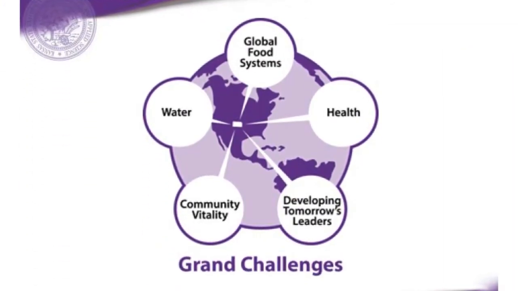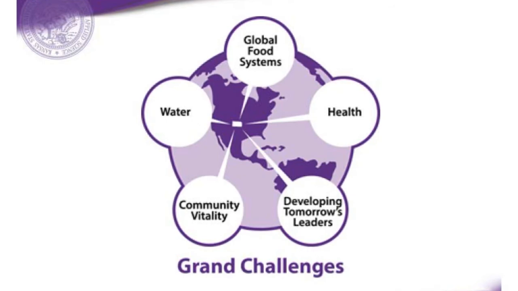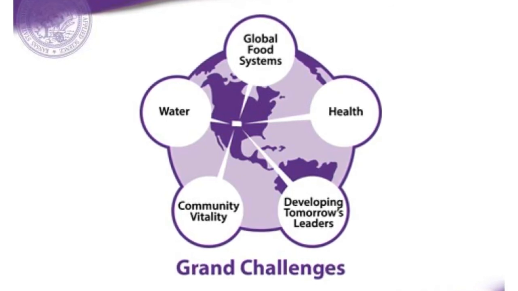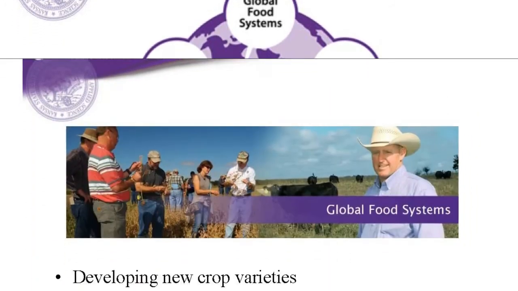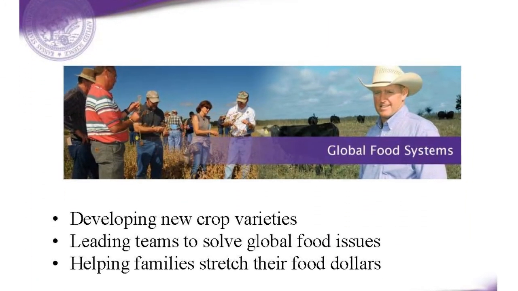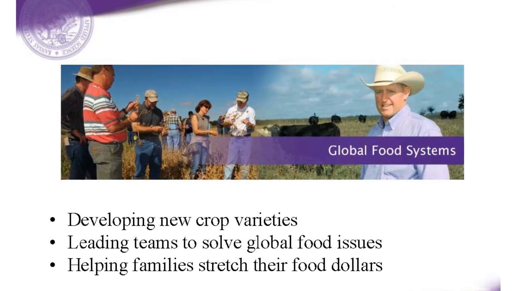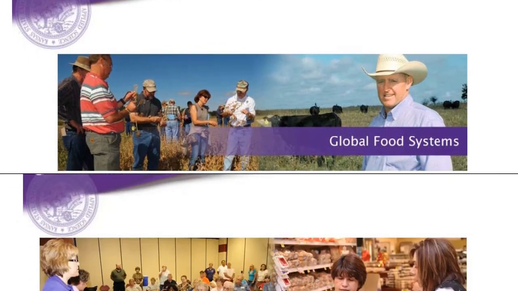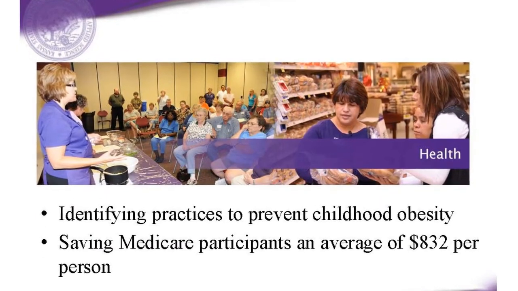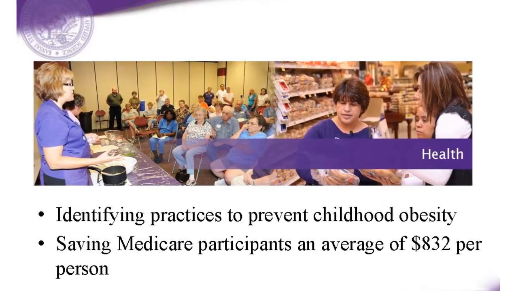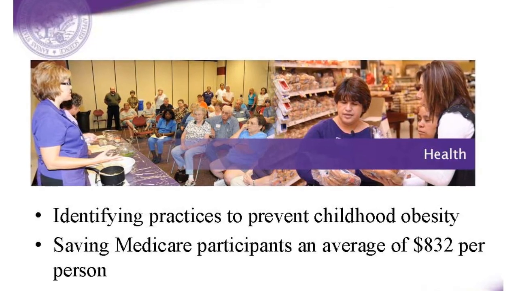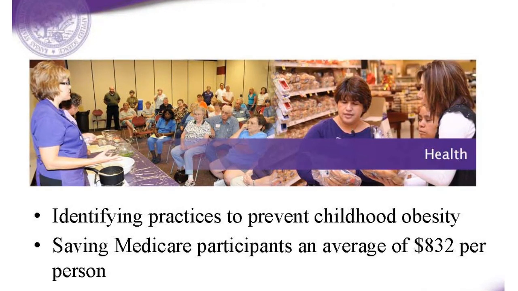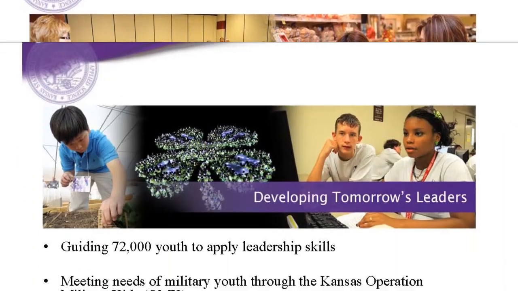K-State Research and Extension's current programming is organized around 5 grand challenges: global food systems, health, developing tomorrow's leaders, community development, and water. Across the K-State Research and Extension organization, programming related to global food systems includes developing new crop varieties, leading teams to solve global food issues, and helping families stretch their food dollars. Some of the programming related to health includes identifying practices to prevent obesity and guiding individuals in choosing healthcare plans that best meet their needs and save them money.